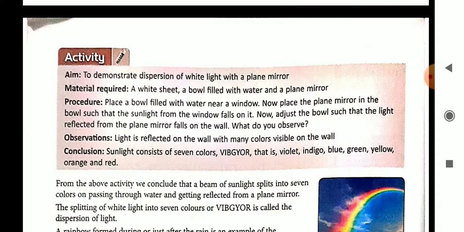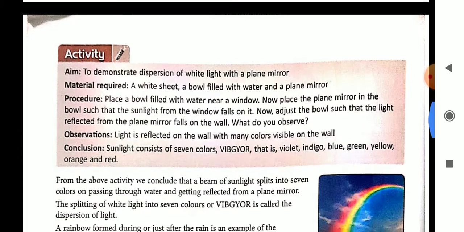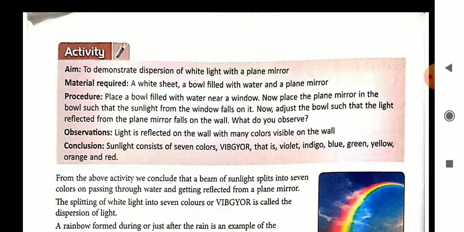To demonstrate dispersion of white light with a plane mirror, you must take a white sheet, a bowl filled with water, and a plane mirror. Place the bowl filled with water near a window. Now place the plane mirror in the bowl such that the sunlight from the window falls on it. Now adjust the bowl such that the light reflected from the plane mirror falls on the wall.